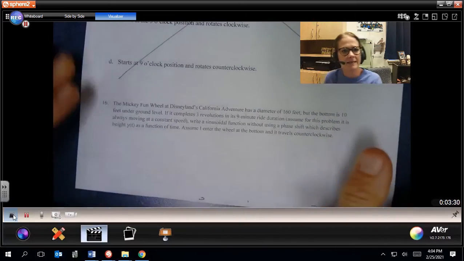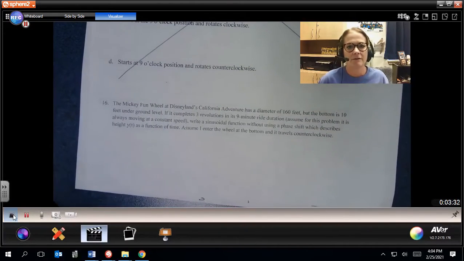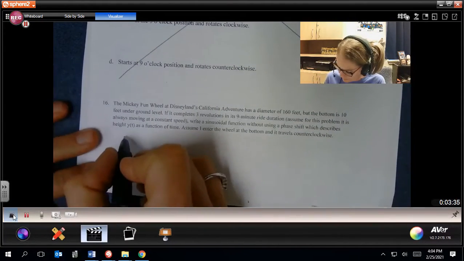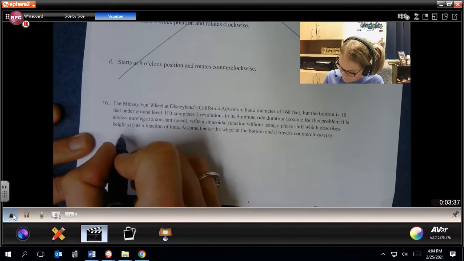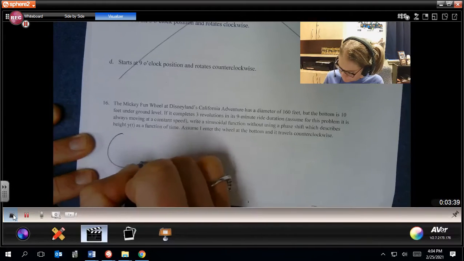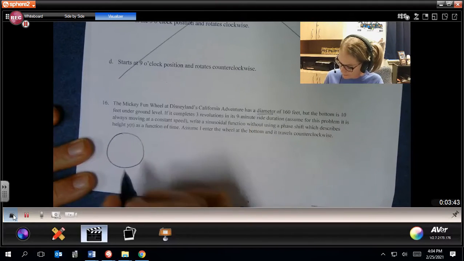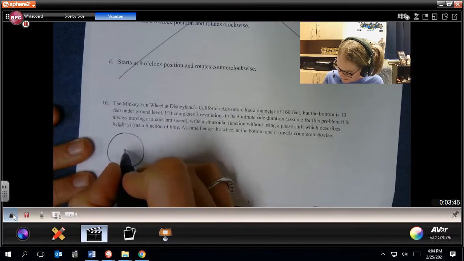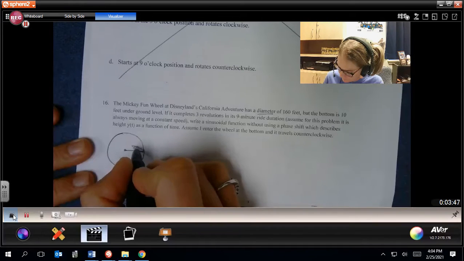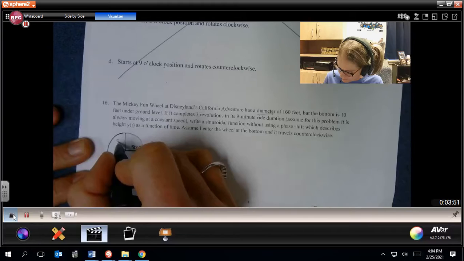All right, here's our Mickey Fun Wheel at Disneyland California Adventure. Let's draw this thing. So we have a Ferris wheel, circular. Diameter, ooh, they're trying to trick me. Diameter of 160, so I'm going to make sure I note that the radius is 80. So just put that in every direction here.